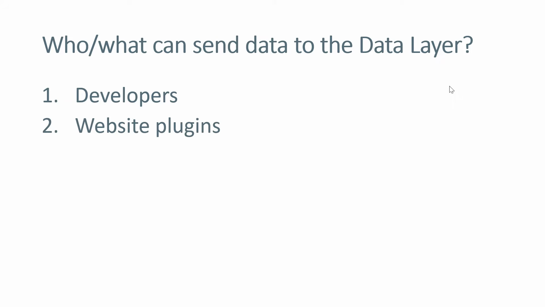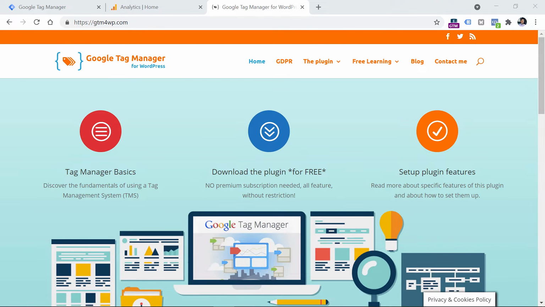Then you can have some website plugins. For example, if you're working with WordPress, there is a very popular WordPress plugin, which is called Google Tag Manager for WordPress. So once this plugin is installed on your website, and once you have configured it, it will start adding some information about the page, about the user, about something else to the data layer.